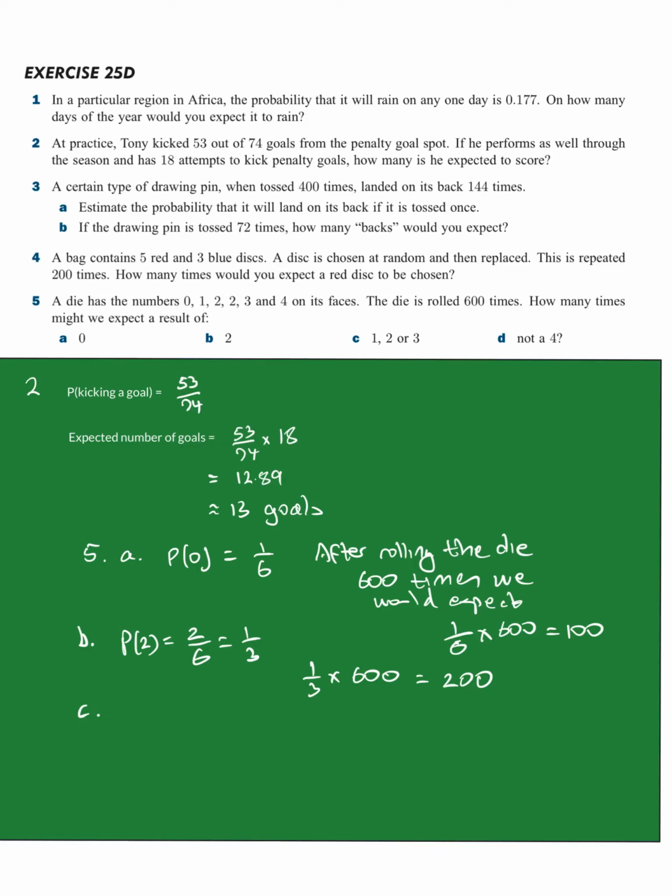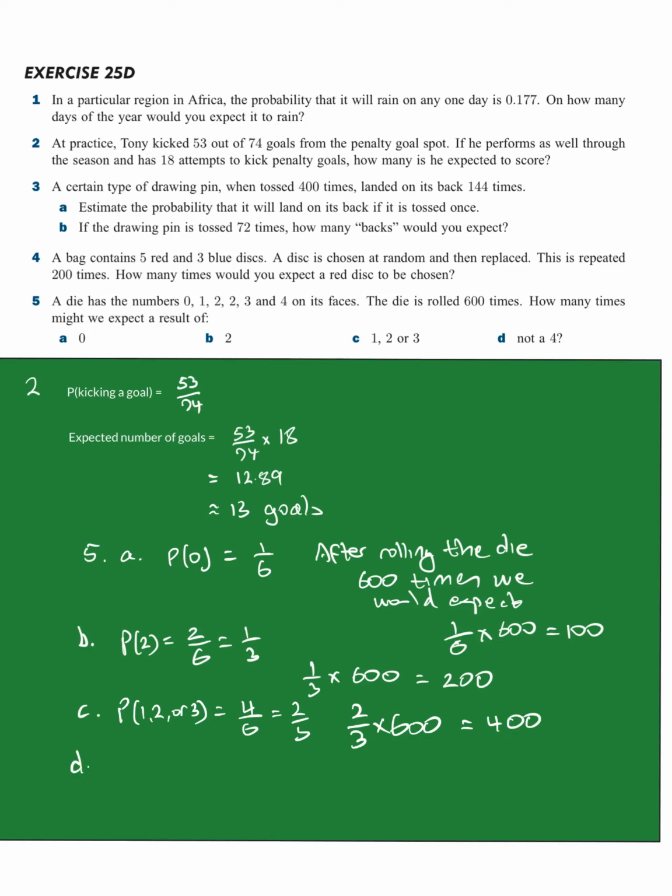Now the C, let's have a look at that one. Okay, well, a 1, 2, or a 3, so it's 1, 2, 3, 4. That's a 4 out of 6 probability. So the probability of a 1, a 2, or a 3 is 4 on 6, which is 2 on 3. So 2 on 3 times 600, and that equals 400.